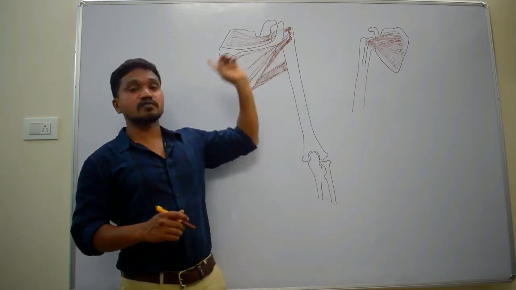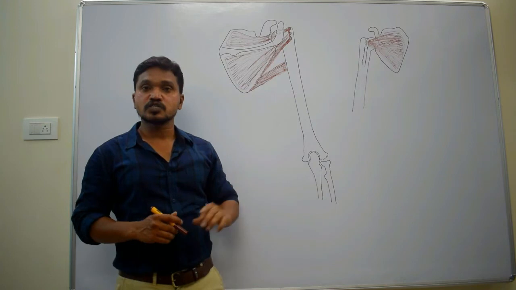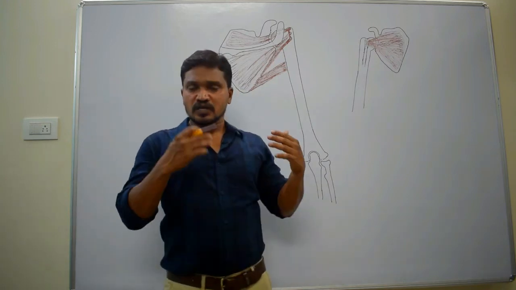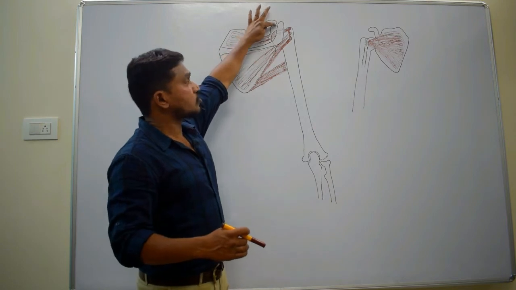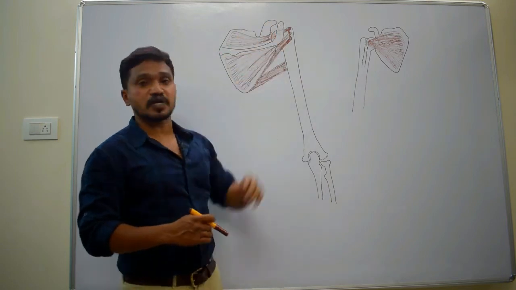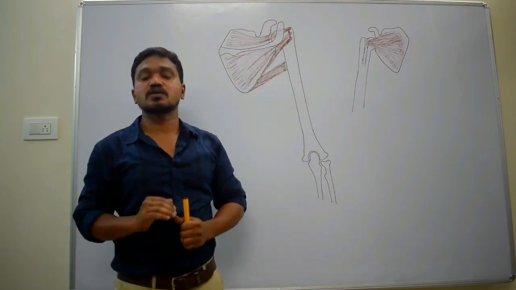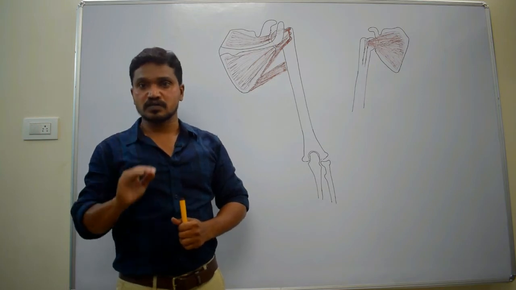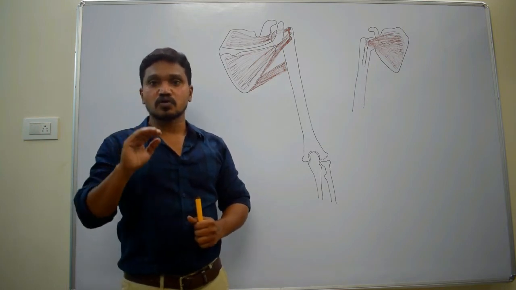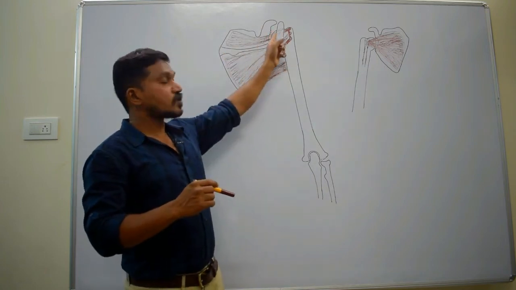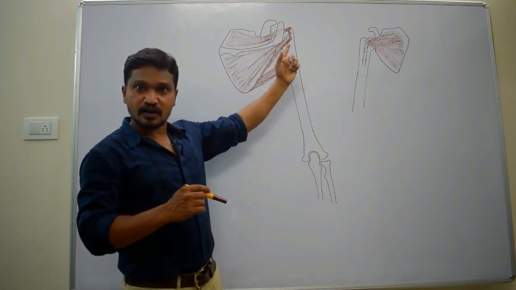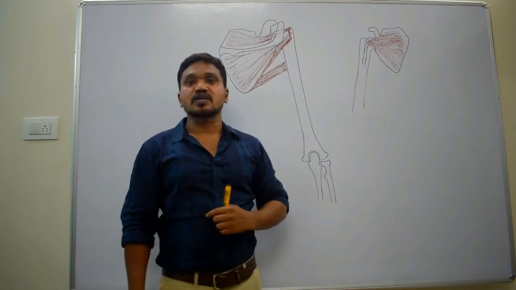Inflammation of the tendon of supraspinatus leads to painful arc syndrome. Actually, we have to tell one more thing related to it. In between the coracoacromial arch and the tendon of supraspinatus, there is a bursa. That bursa we call the subacromial bursa. Whether it is inflammation of this bursa, inflammation of the tendon, or tearing of the tendon, it leads to painful arc syndrome.